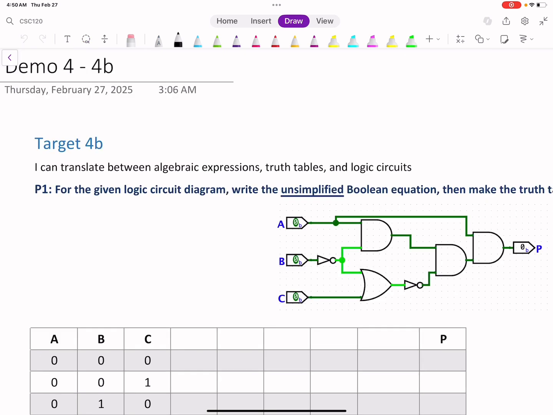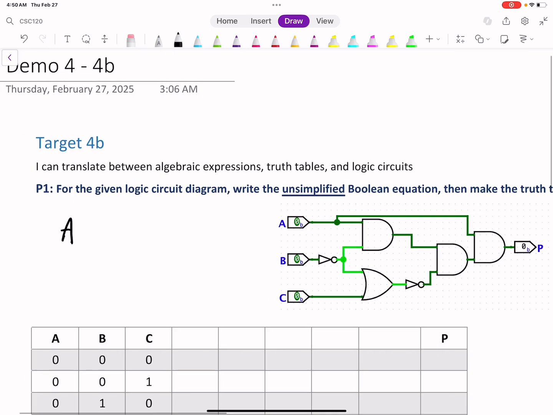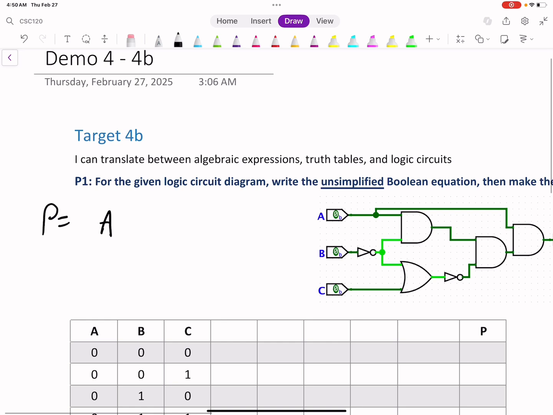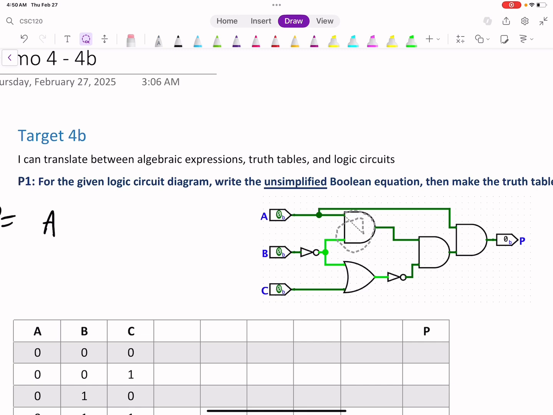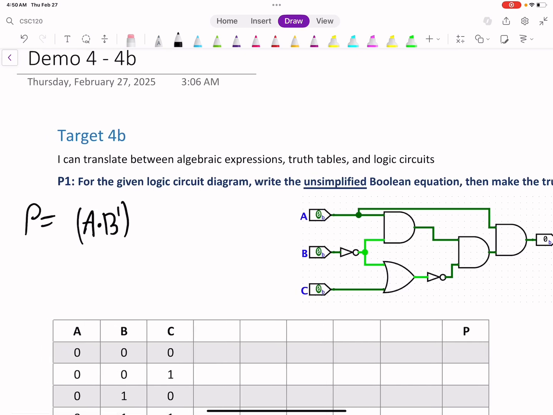So I'm going to start by writing the A. Well, actually, this is going to equal P since our output is P. So I'm going to say P is equal to A. And the first thing that we see right here is that A is being multiplied by B prime. So I'm going to say A times B prime. And then right here, B prime is also being added with the C. So I'm going to say B prime plus C.